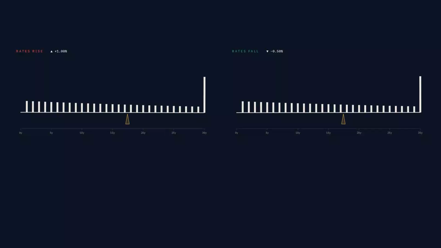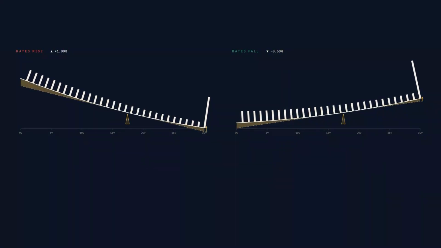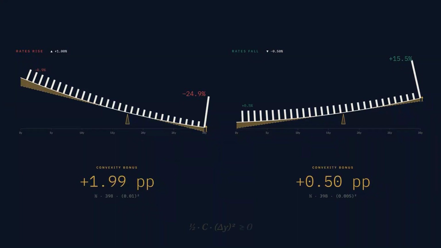Either way the rates move, the plank bends in favour of the holder. The flex doesn't care which direction the press came from, because the uneven shrinkage of the weights doesn't care either. The plank bends because the weights themselves change, and the holder of the bond always ends up winning by a little more than they could ever lose.